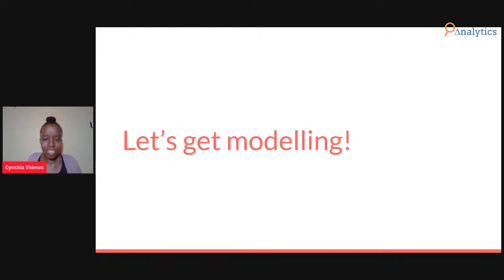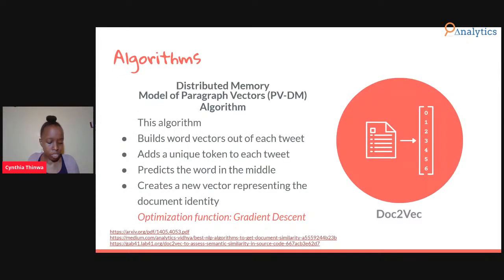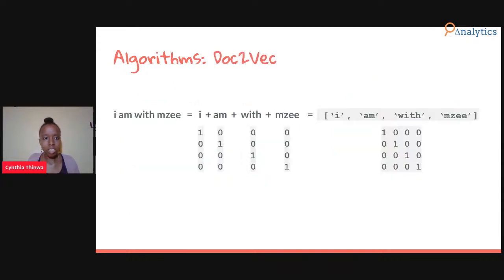So now that we did that, let's get to the fun part, modeling. So the first algorithm we'll be looking at, which is very important to this talk, is the Doc2Vec algorithm. You'll find that this algorithm helps us to build vectors out of each tweet. So it builds word vectors out of the tweet, adds a unique token to each tweet, predicts the word in the middle, and then creates a new vector representing that tweet or that document identity. And the optimization function that is used to keep it in line is an algorithm called gradient descent. So it is good to look at how it works under the hood.